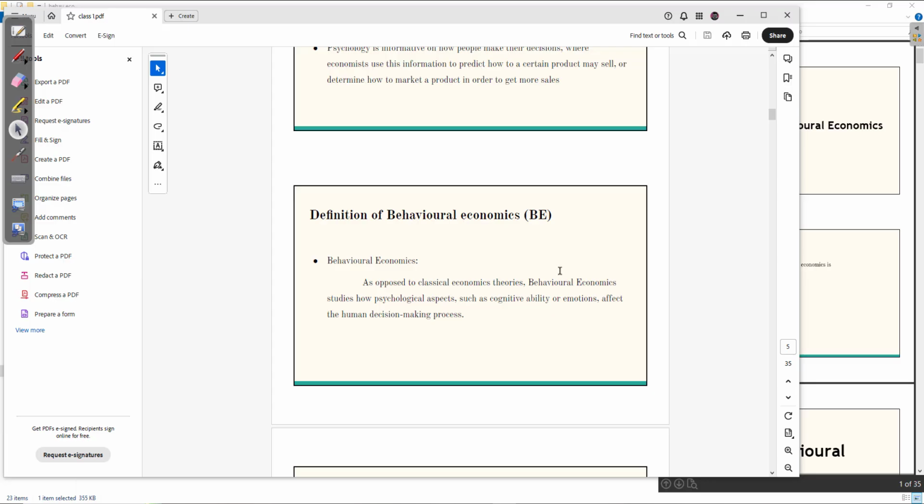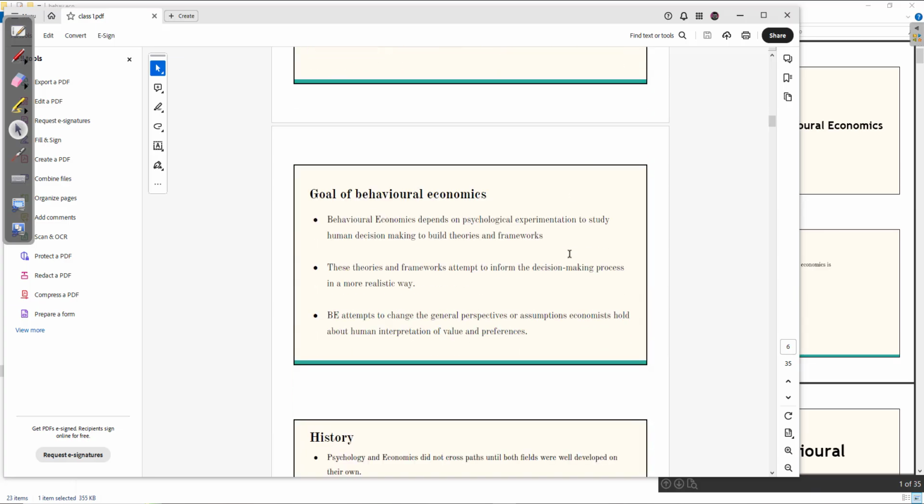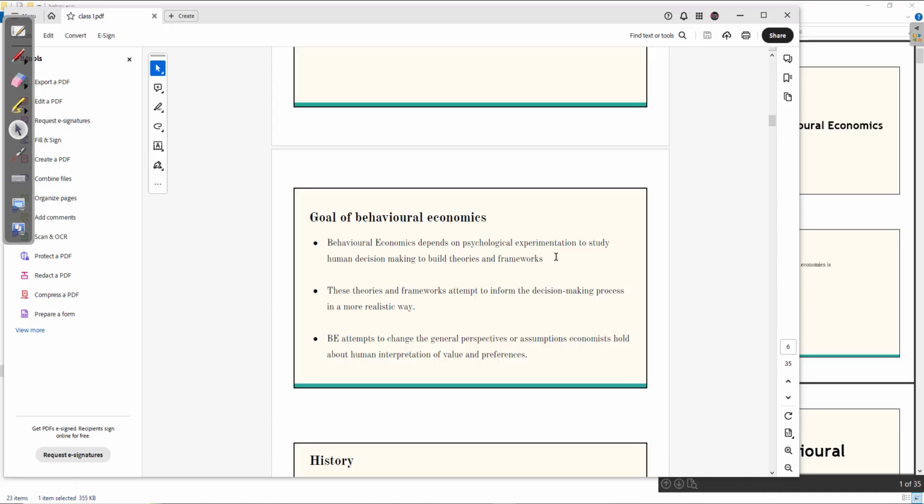Now behavioral economics, as opposed to classical economic theories of rationality, studies how psychological aspects such as cognitive ability or emotions affect the human decision making process. Because we know there is no rule of thumb when you are interacting with people. There are a lot of other things that impact your emotions, maybe what state of mind you are in on a particular day, at a particular time, when you are making decisions. One day you are taking very good financial decisions, one day you might be taking poor financial decisions. That's completely normal and very common to observe in the real world.